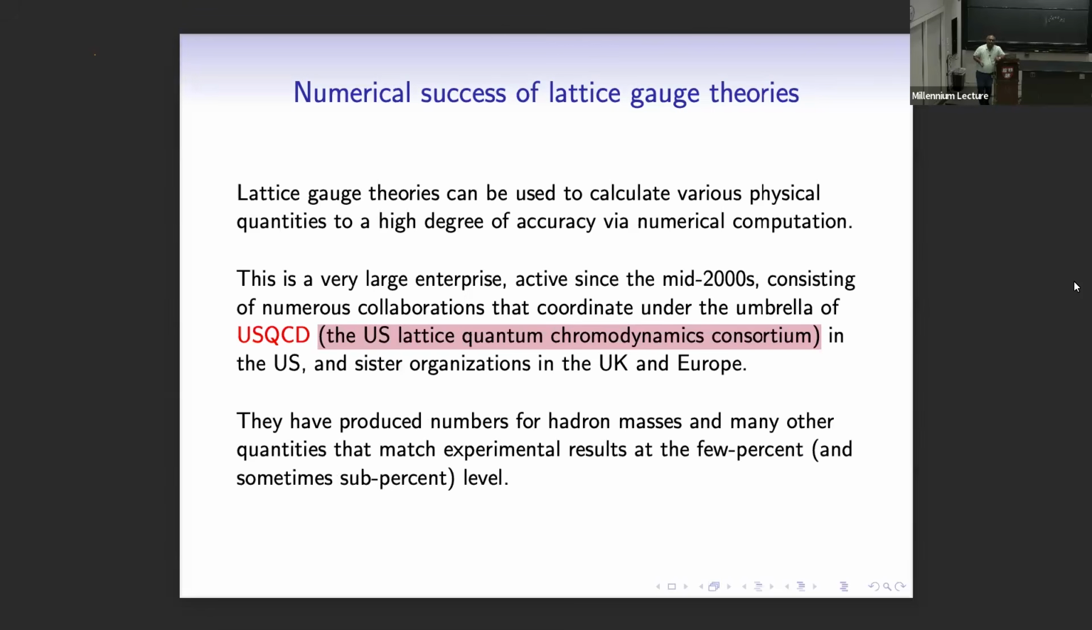And they have produced, and these are very intense computations, you need supercomputers for running these simulations, numbers for hadron masses and other quantities that match experimental results up to a few percent or even less than 1%. So there is no doubt that the theories are working. And this is the only way that people know how to verify these things, for example, the mass gap. The perturbative calculations don't give you this.